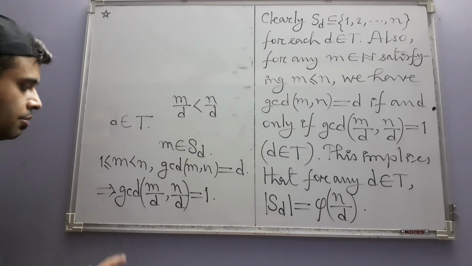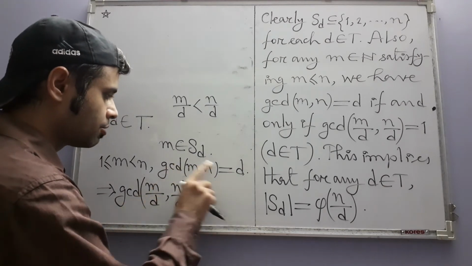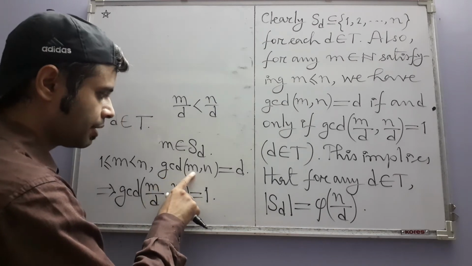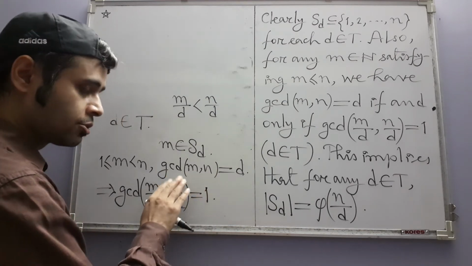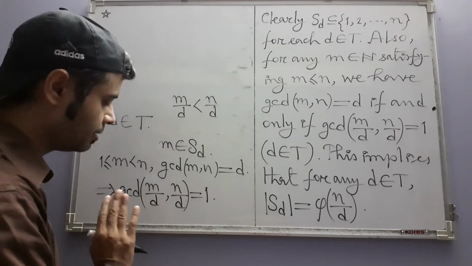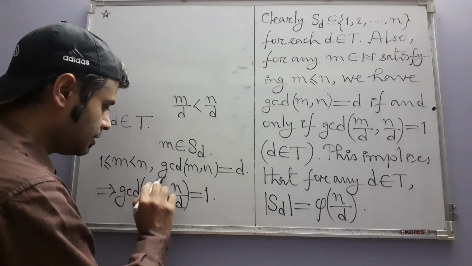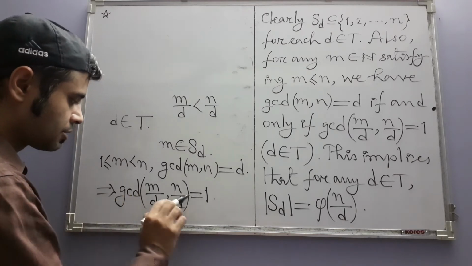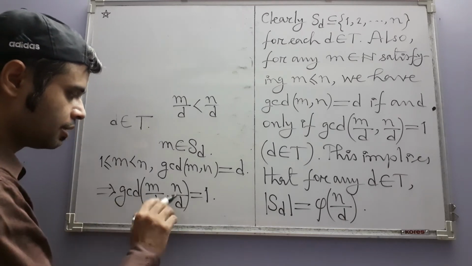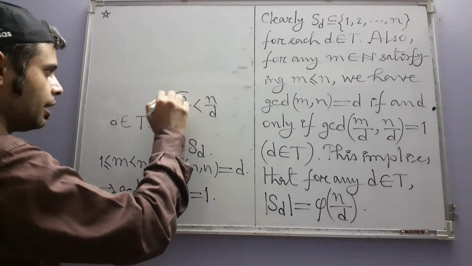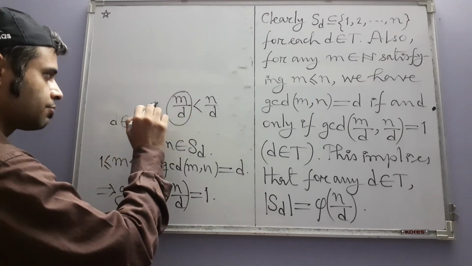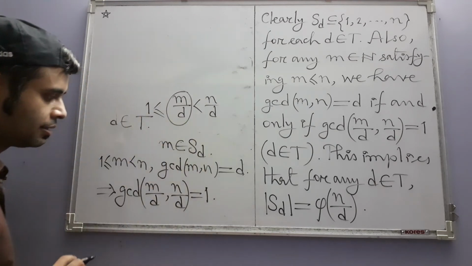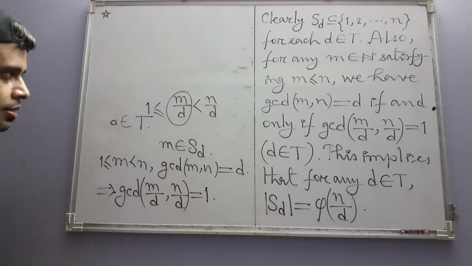But you should understand one thing: because D is the GCD of M and N, D actually divides both M and N. So M divided by D and N divided by D are integers, and that is why this makes sense. Now we are calculating the GCD of these two things. So M divided by D is, of course, still a positive integer, but it is less than N divided by D, and they are relatively prime.